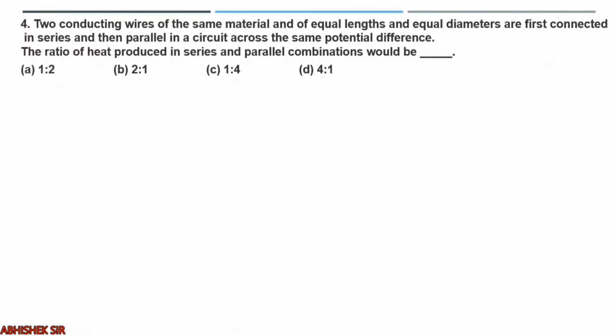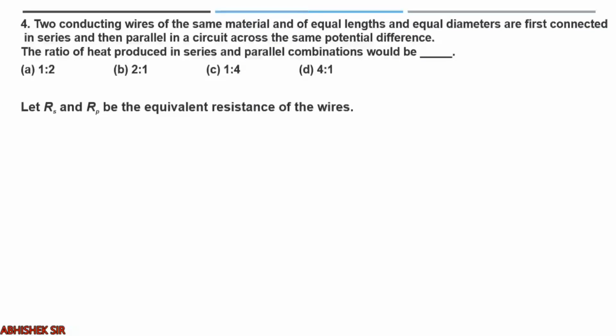Moving on to the fourth one. Now this is very important. Try to understand this question step by step, because there are many concepts which are new to you. Two conducting wires of the same material, equal length and equal diameter are first connected in series and then in parallel across the same potential difference.